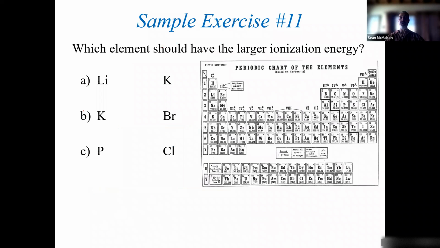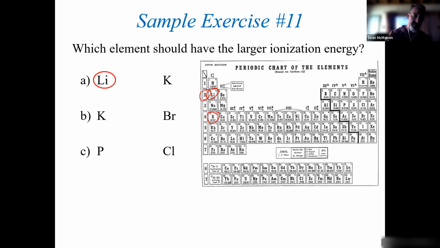So which one of these elements is it going to be harder to remove an electron from, with the larger ionization energy? Lithium or potassium? Well, they both have one valence electron in the s sublevel, so it's an s1 position. But lithium is a smaller atom. It's only got 2 energy levels, 1, 2. It's closer to the nucleus than potassium, which has 4: 1, 2, 3, 4. So it's going to be easier to remove an electron from potassium, because lithium's closer and has a larger ionization energy.